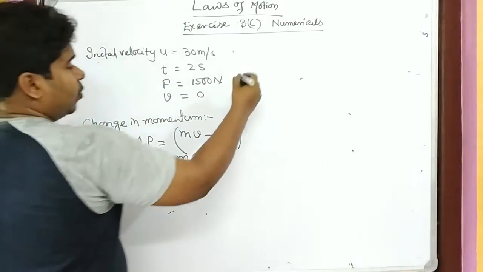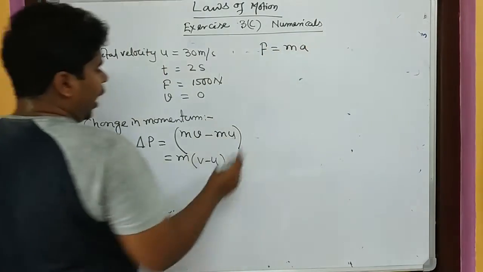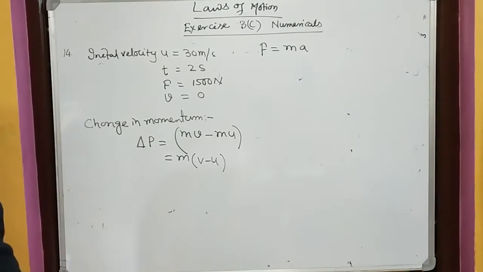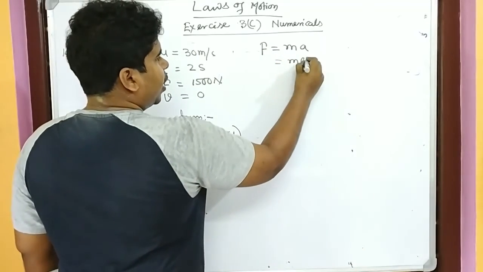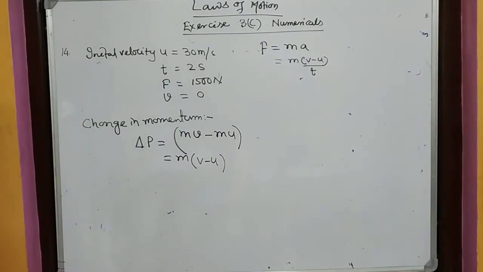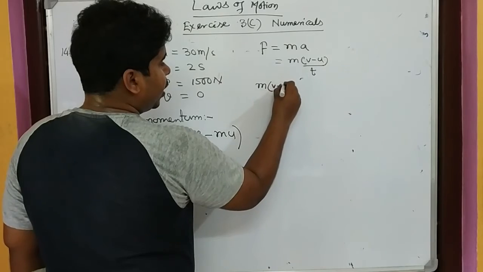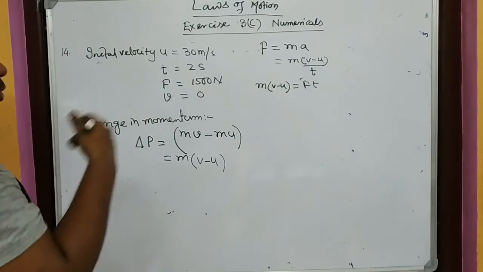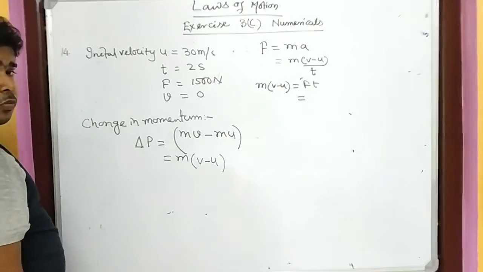We know one thing. What is that? We know that force equals m into a. As no mass is given here, how are we able to find the momentum? So we will take help from this equation: F equals m into (v minus u) by t. That is the equation of force. And m into (v minus u) should be F into t.